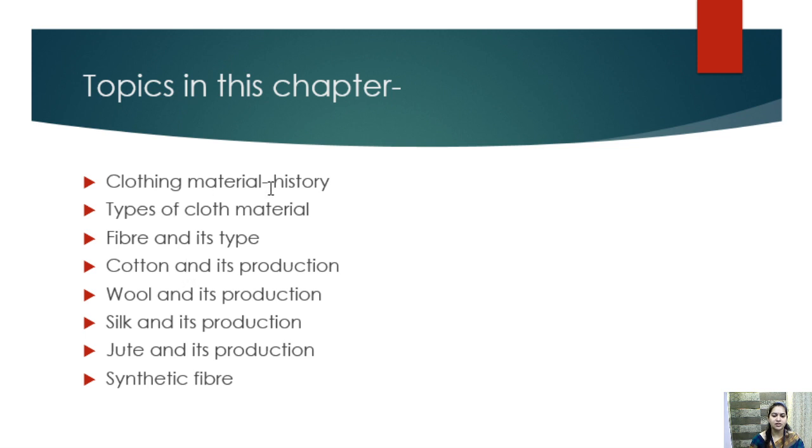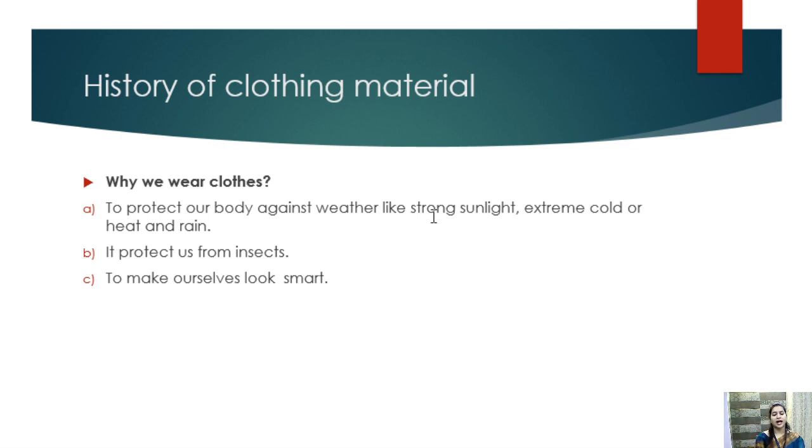Let's start with the first one, that is clothing material or history. Children, what is the history behind clothing? Earlier in ancient times, there were no machines, no needle, no thread. And if these things are not there, how can a cloth be made? So earlier, early man used to protect their body with the help of leaves. There were no clothes, no fabrics, no fiber.